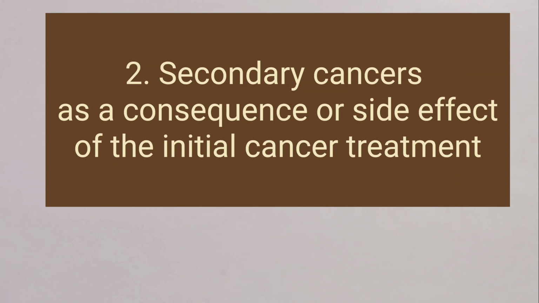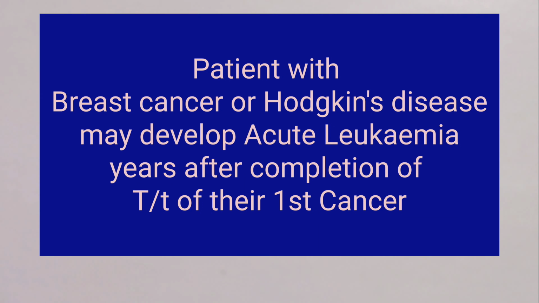The second example is that of secondary cancers that may occur months or years after treatment and are a consequence or side effect of the initial cancer treatment. For example, a patient with breast cancer or Hodgkin's disease may develop acute leukemias years after the completion of treatment for their first cancer.